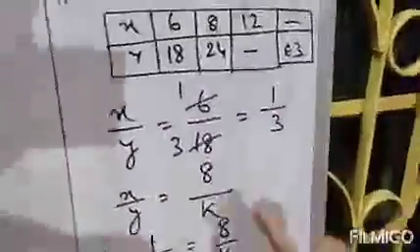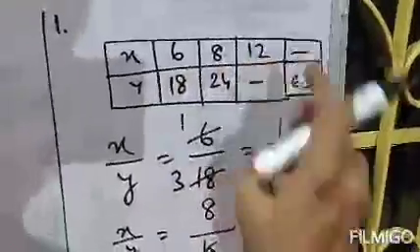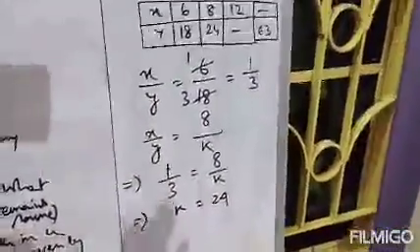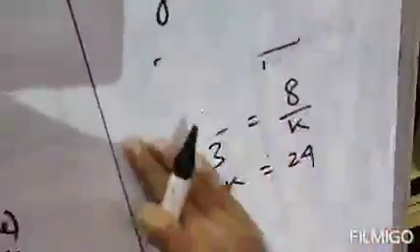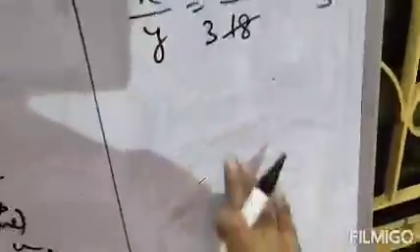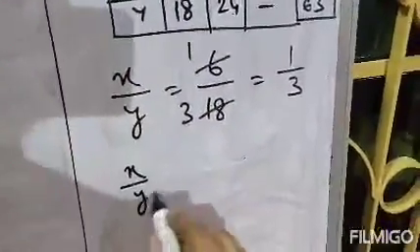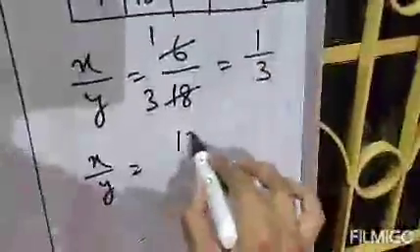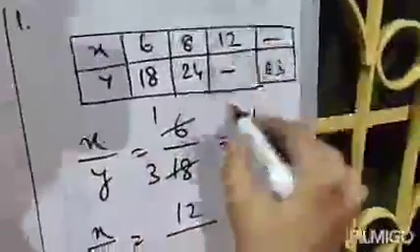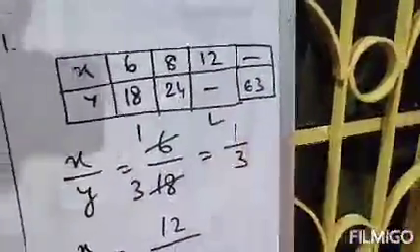Clear? In the same way we will find these boxes too. So I will just erase it. Just take a screenshot or write it down in your copy. So the value of y will be 24 in the first box. Then again x by y. So x is 12, and suppose this y is L. The value of y is L, so write down L.